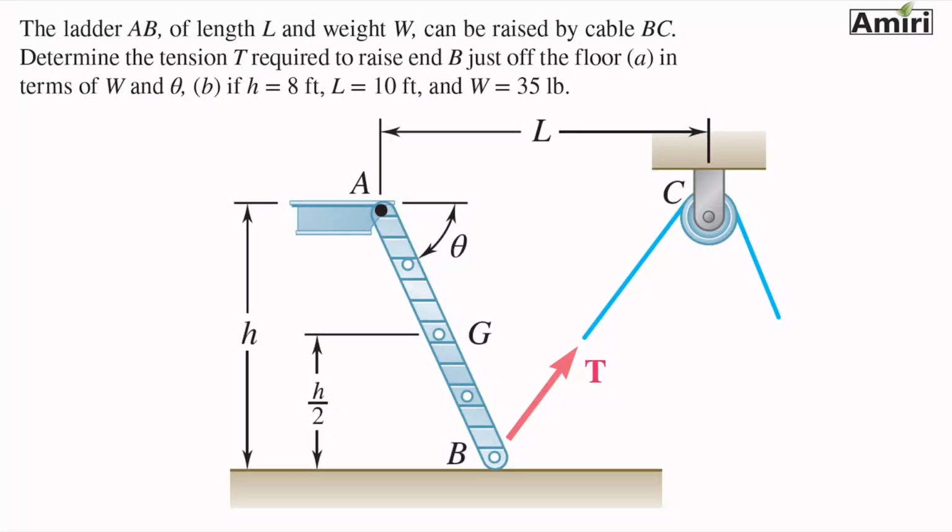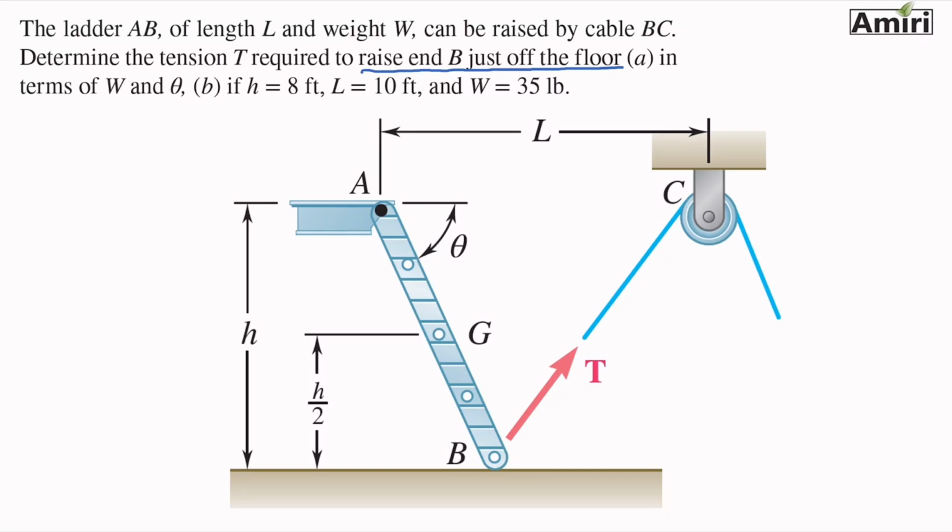Welcome back to another rigid body problem. This is about equilibrium of rigid bodies. A ladder AB with a length of L, which later gives us 10 feet, and weight of W, which later tells us is 35 pounds, can be raised by cable BC. Determine the tension T required to raise end B just off the floor.